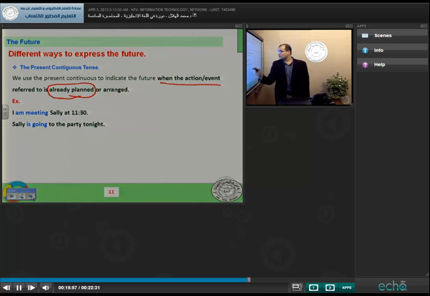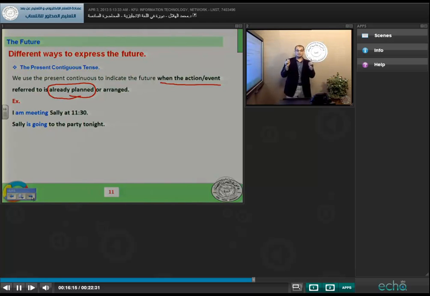Sally is going to the party tonight. Again, when somebody goes to the party, it doesn't mean that anybody can go. It means that somebody has invited her and she's going to the party because her going there is arranged by the invitation, by the people who are preparing or arranging for the party.